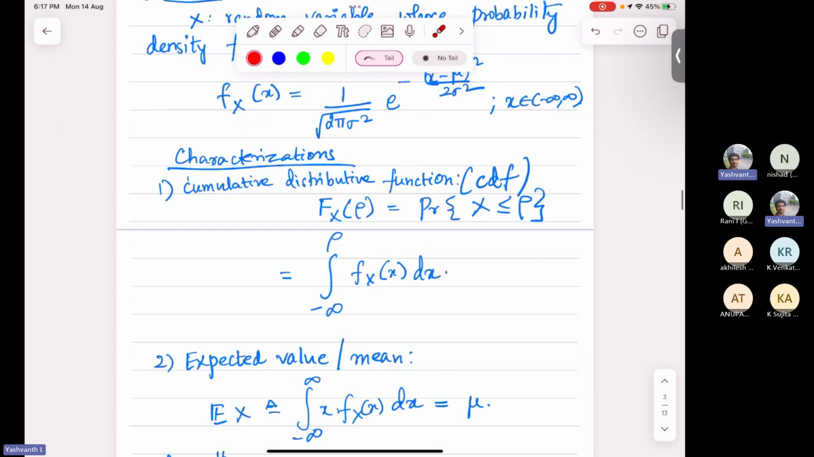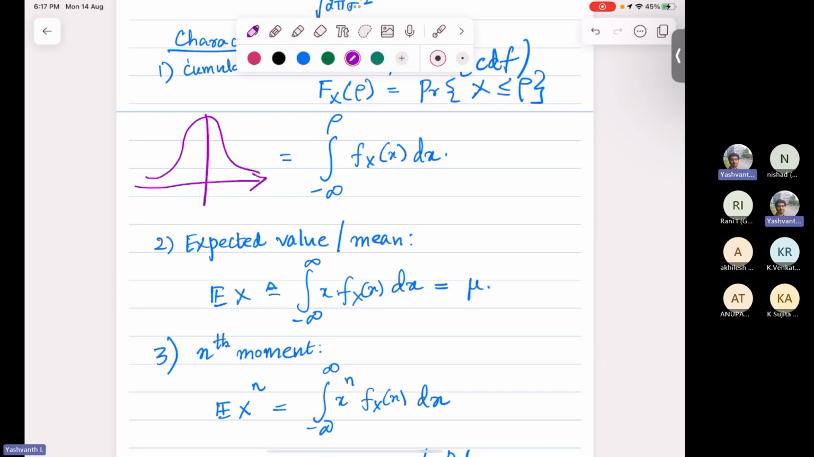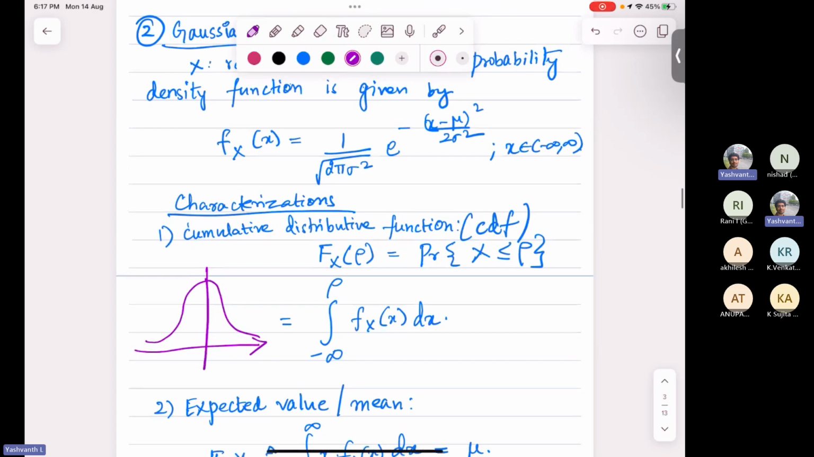I think the professor had very beautifully explained in the class that if you draw the PDF of a Gaussian random variable, it looks something like this. Maybe I can draw. It looks something like this. If I draw this function fx of x as a function of x, it's exactly this function. It's an even function actually, symmetric about the y-axis.